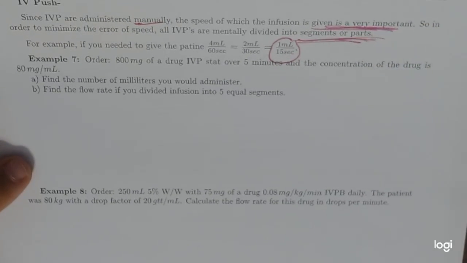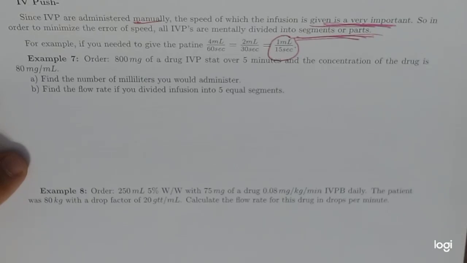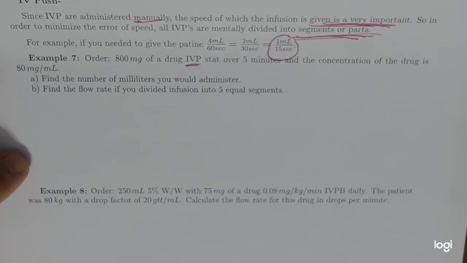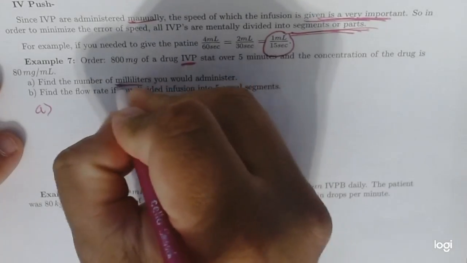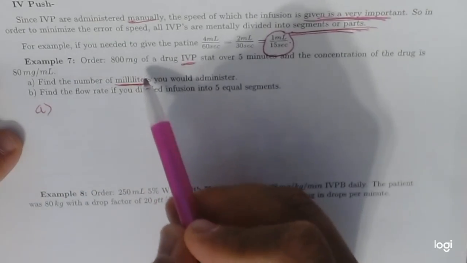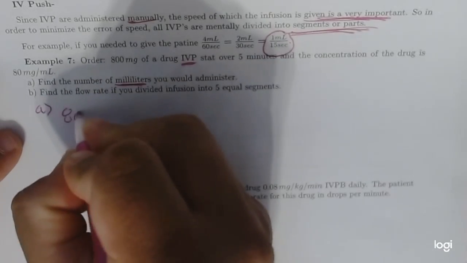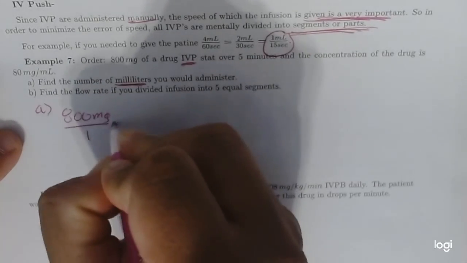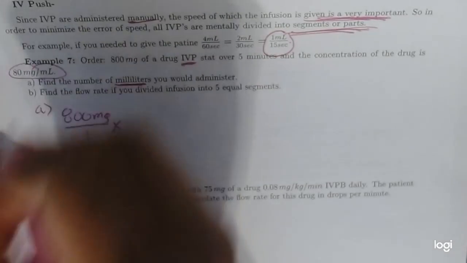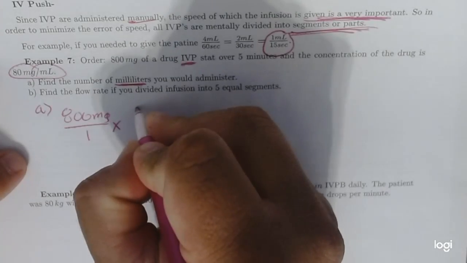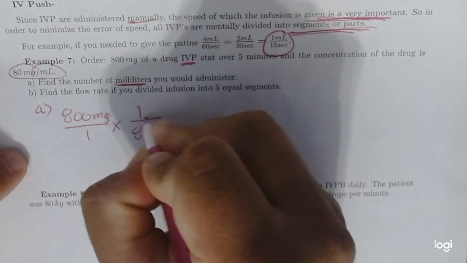Okay, the order says 800 milligrams of a drug IVP, so you're IV pushing, right, over 5 minutes, and the concentration of the drug is 80 milligrams per milliliter. Question A is find the number of milliliters you would administer. Okay, so we want milliliters, right? So our order is 800 milligrams. Times, what's the only thing we know? Well, the flow rate. So it is for every 80 milligrams, there's 1 milliliter.